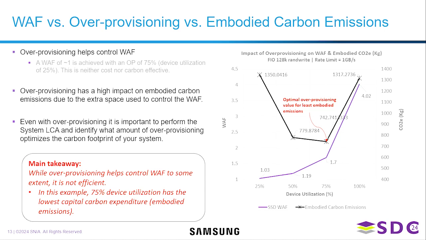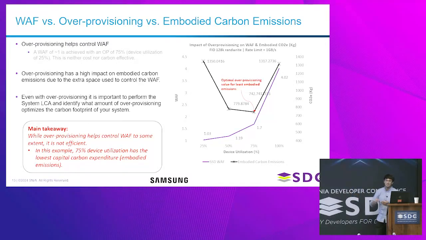So remember, embodied carbon emissions are attached with SSD purchase. So you would assume that if your WAF is low, everything's great. Except if you look at the first data point, which is 25% device utilization, you see that the WAF is 1.3, right? Because you're only using 1/4 of your SSD. The rest is just free for your SSD internally to cushion garbage collection.